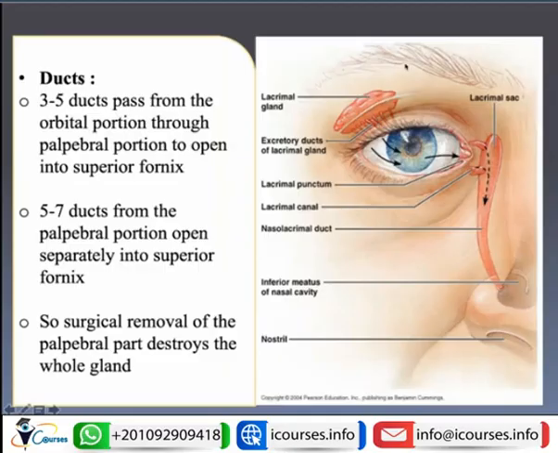Why? Because if we remove the orbital part, the patient can still have a functioning lacrimal gland through the palpebral part, as the palpebral part will continue to secrete the tear film or the aqueous secretion into the conjunctiva. However, if we remove the palpebral part, then the connection between the orbital part and the palpebral conjunctiva will be lost. So the orbital part, although it is present, will not be functioning, and it will not be useful.